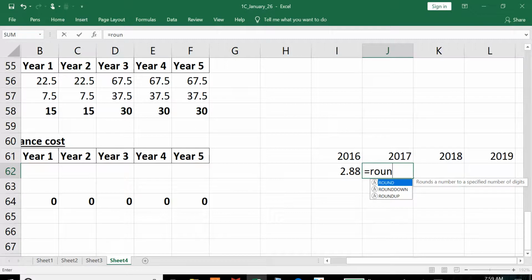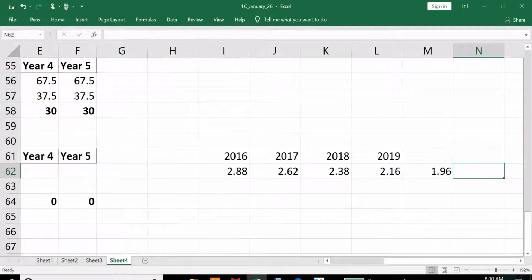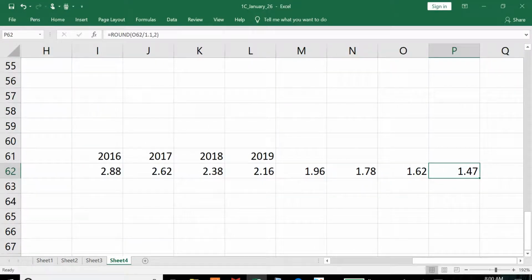Next year is discounted by 10%, that is divided by 1.1. Next year again divided by 1.1, and then again divided by 1.1. It goes on like this. Now I have two ways of interpreting.